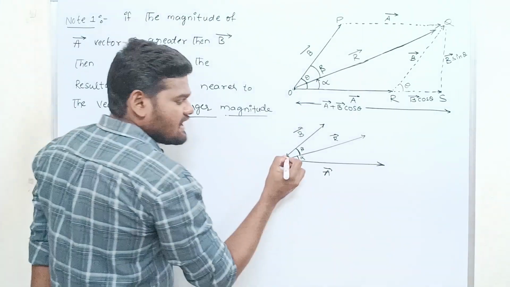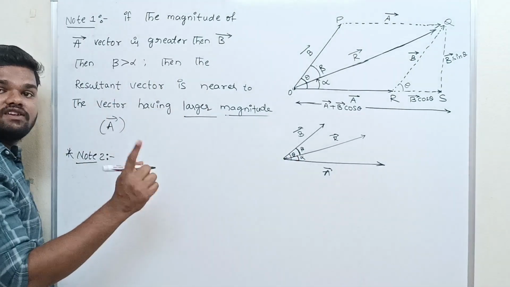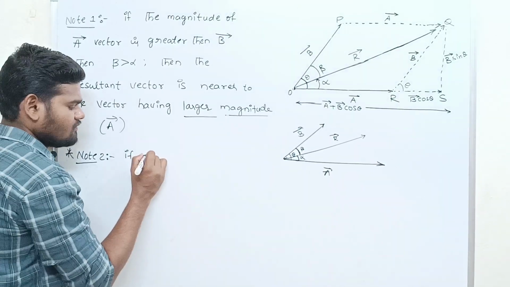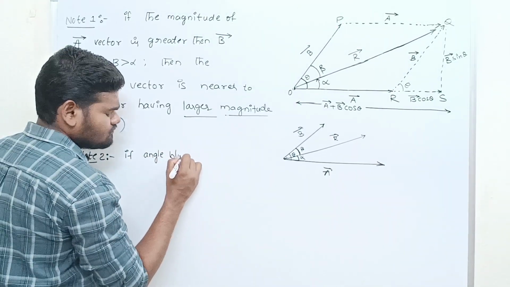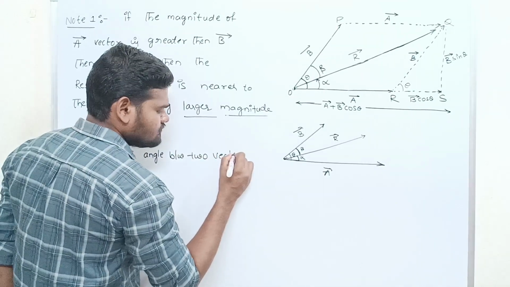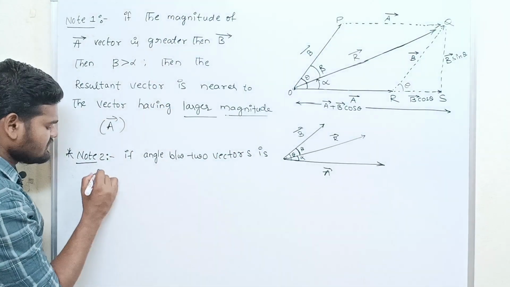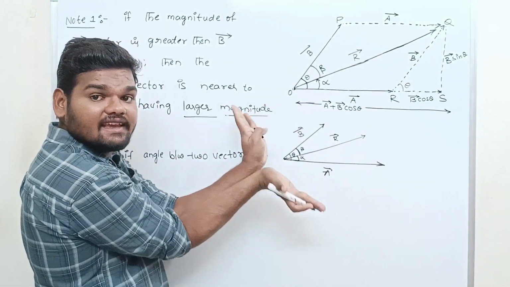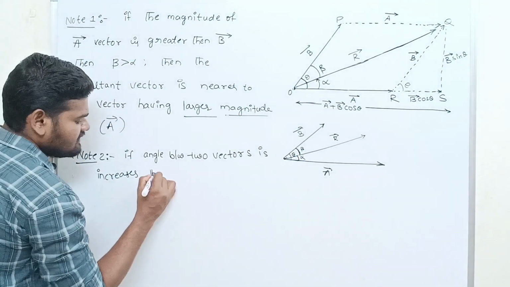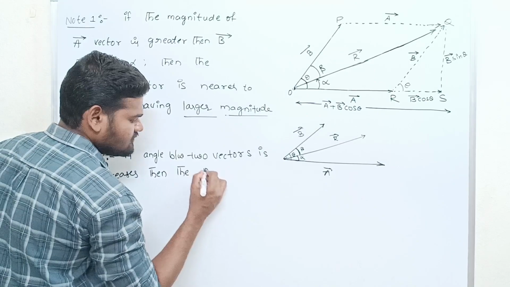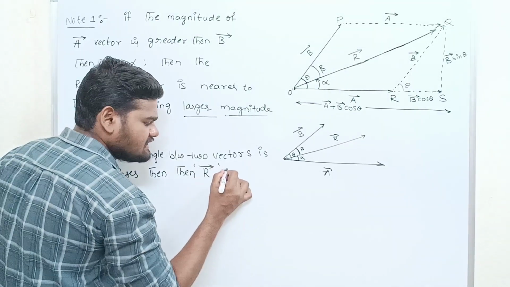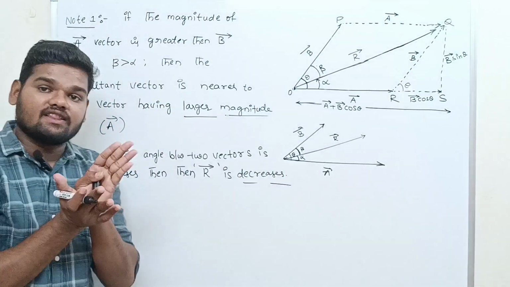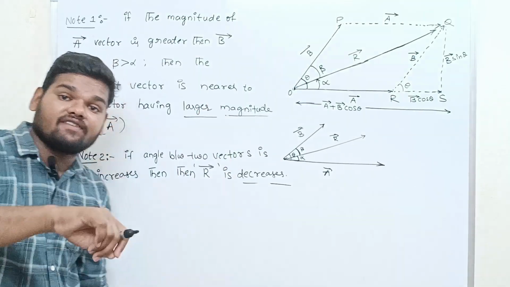Okay. So, what is the angle theta? An angle theta is the angle between two vectors. If the angle between the two vectors increases, theta increases, then the resultant vector R bar decreases. Is what? Decreases. Okay. So whenever the angle between the two vectors increases, then the resultant vector decreases.